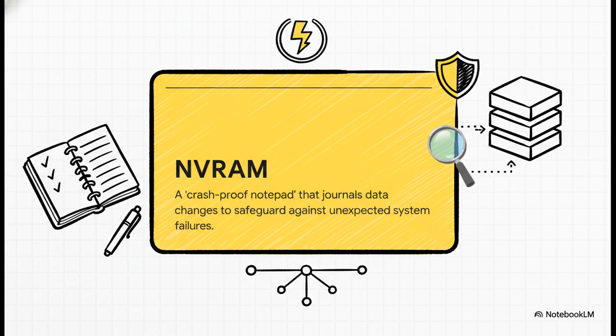See, before any data change gets written to the main disks for good, a quick note about that change is jotted down in this special memory. And this memory? It survives power outages. This is huge, because it means no write ever gets lost if the power suddenly cuts out.